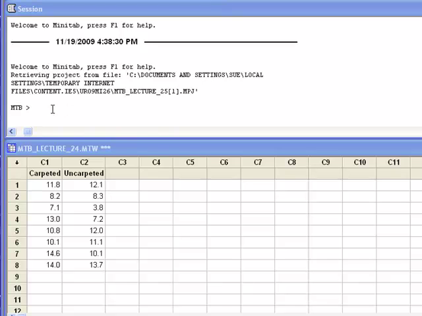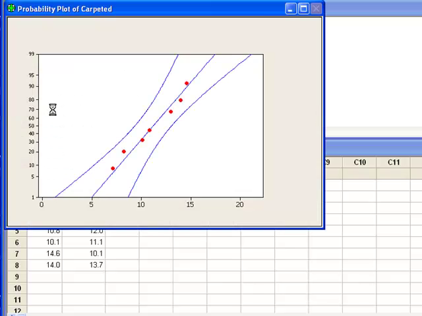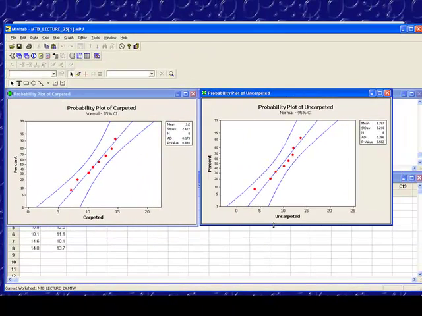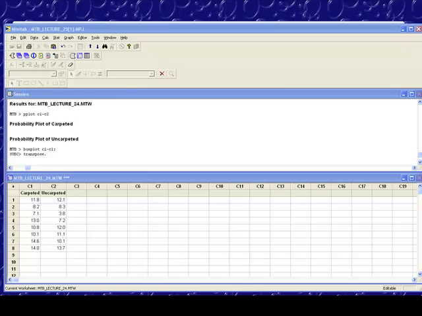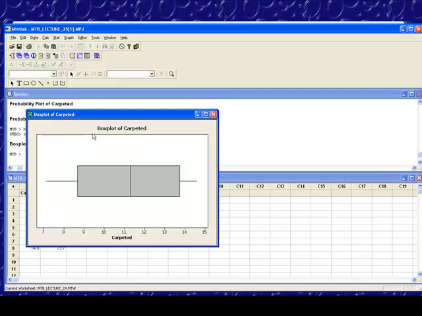So we can go into MINITAB and write the commands. Pplot for C1 and C2 and hit enter. We'll get a look at our probability plots for both of these, and both samples look relatively normal, but we're not done yet. We have to make sure there are no outliers, so we're going to do a box plot. We'll do the command boxplot, C1 and, whoops, I should say C2. It's not going to like that one. C1 and C2, and transpose, because I like them to be horizontal.